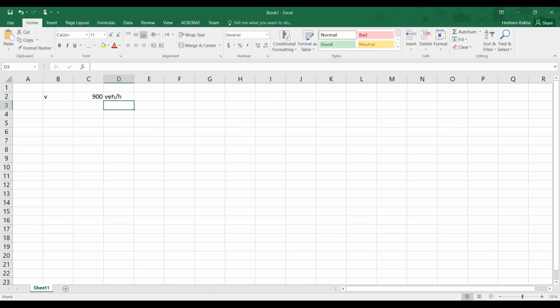Let me go to OneNote here. And the saturation flow rate is 1,800 vehicles per hour. And they told us the following, that the cycle length is 60 seconds and the green time, the effective green time, is 40 seconds.